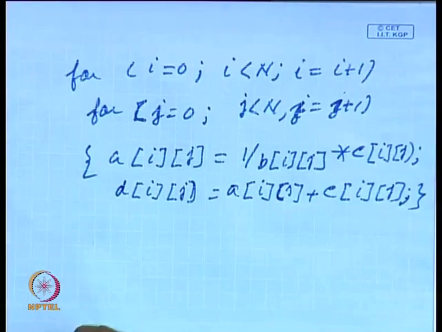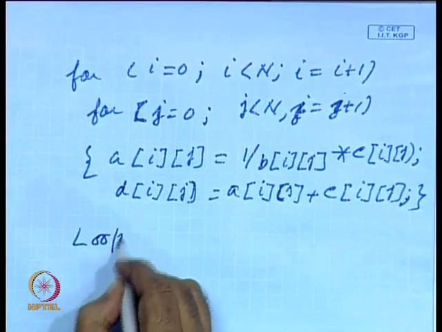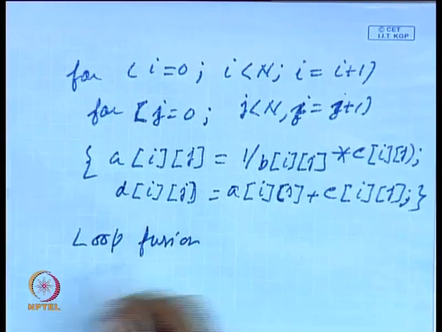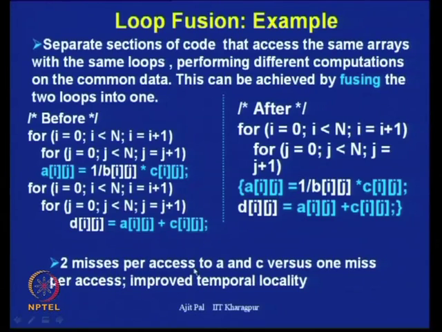As a consequence, you are performing loop fusion, and by doing this you will have a better result, because accessing them separately gives two misses per access, whereas a and c are common. Instead of two misses, only one miss per access will occur with loop fusion. So two misses per access are reduced to one because of improved temporal locality.